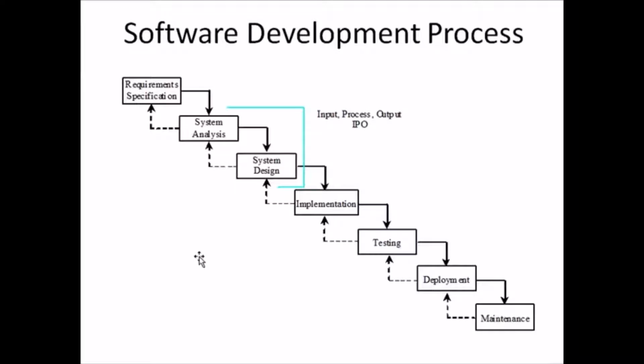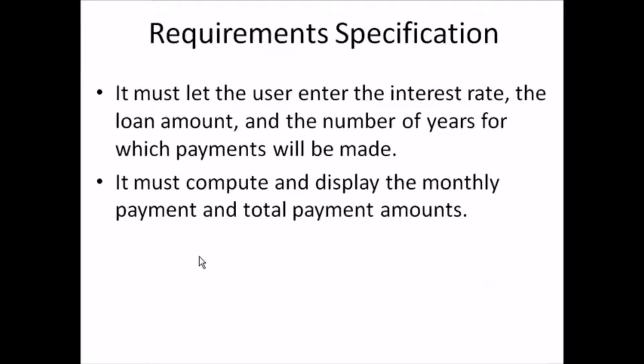So for the rest of this video, we're going to do a simple example. Let's have a look at the requirement specification for our piece of software. This software we're going to create must let the user enter the interest rate, the loan amount, and the number of years for which payments will be made for a particular loan. And our software has to compute and display the monthly payment and the total payment amounts. So that's it for our requirement specification.